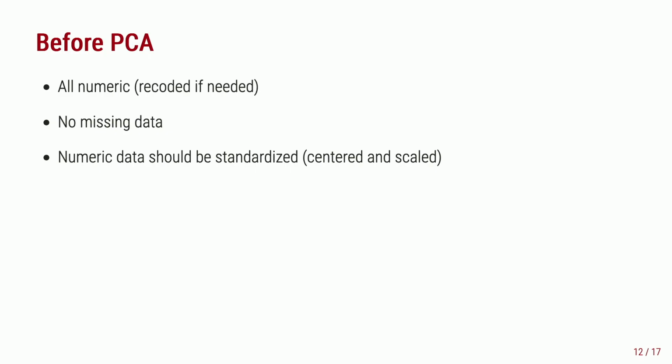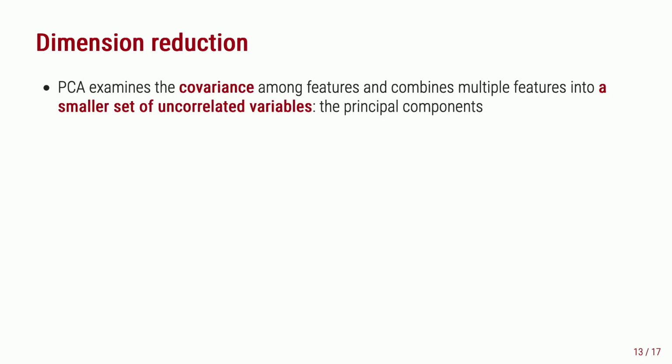Other ordinations deal with missing data. If you have data with lots of missing data, you can check other kinds of analysis. And numerical data should be standardized, centered, and scaled. It will use the covariation between the variables to extract the axes of variation that gather the variation.